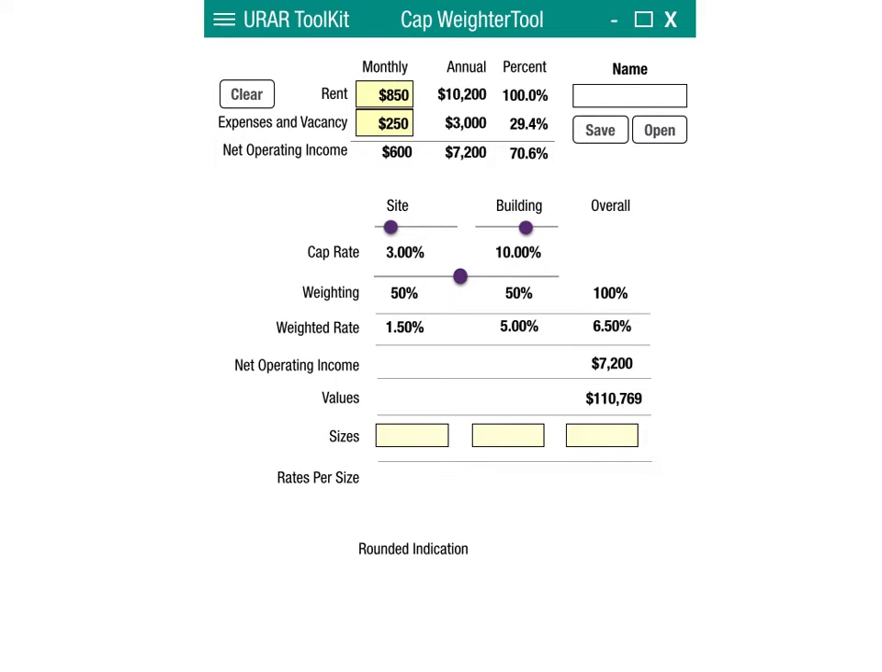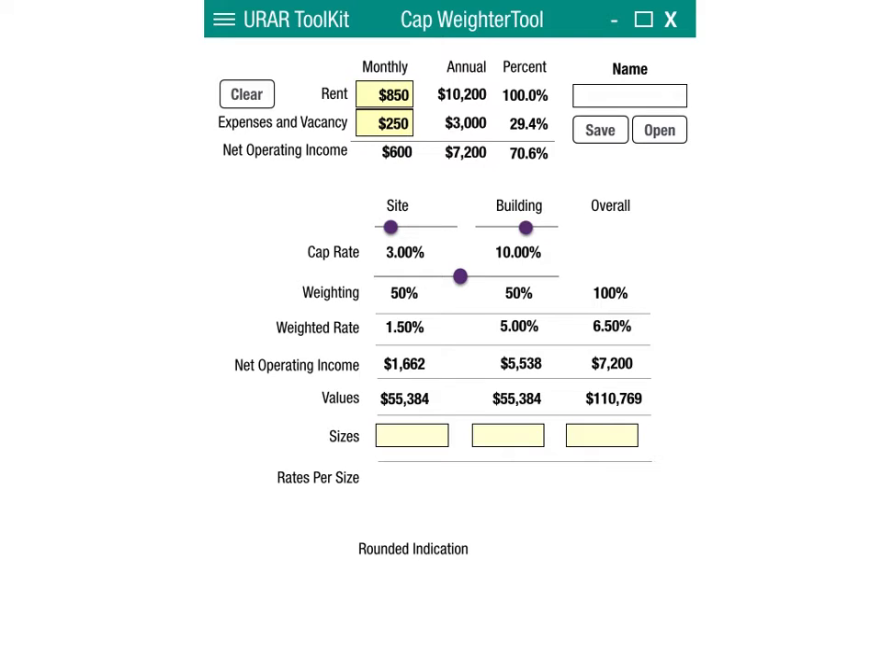So now to allocate the values, we know that the overall value is worth 110, and we've already given the site and building each half of the weight. So their respective values would be about $55,000 apiece. Now, in order to determine what portion of the NOI, that 7,200 NOI, goes to each element of the property, we just take the 55,384 and multiply it times 3% for the site, and that's what the site is generating in NOI. And we do the same thing with the building, 55,384 times 10%, and that is the building NOI. We add those two together and confirm it equals 7,200.